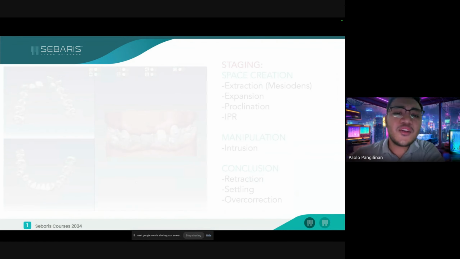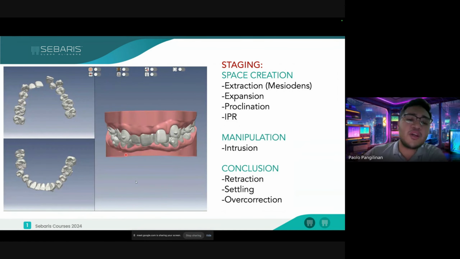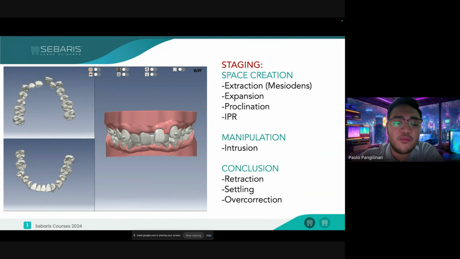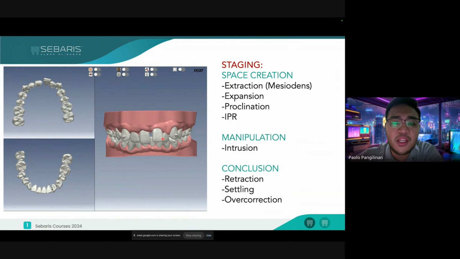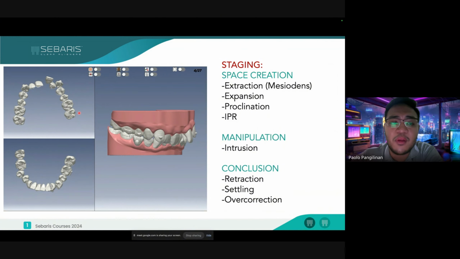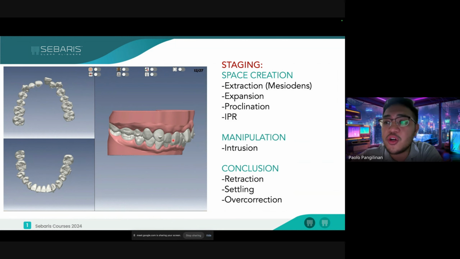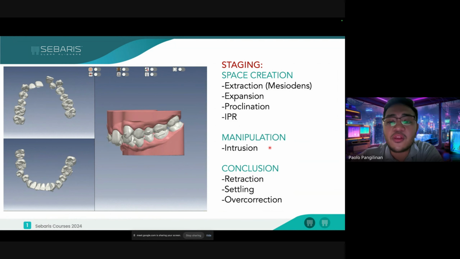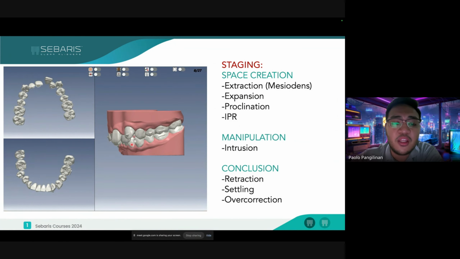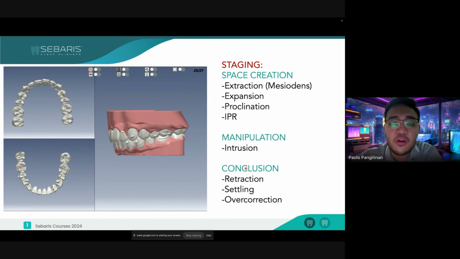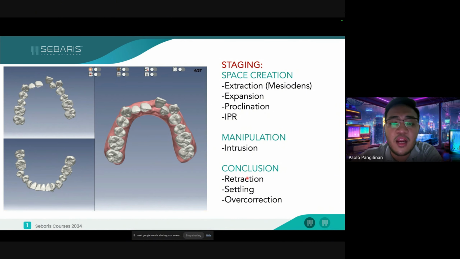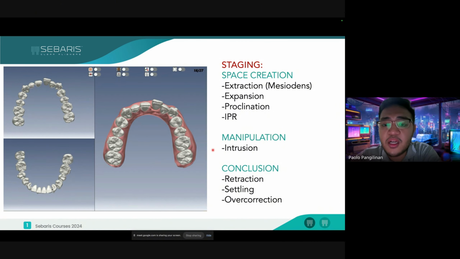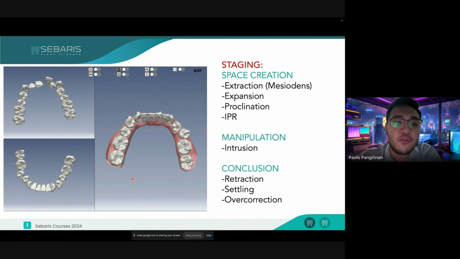Now, as you can see here, here's the animation of the simulation, what it does and how it's broken down. Space creation is done first so that we can fix the crowding. And what happens here is we're performing a little bit of expansion, a little bit of proclination, and then a little bit of IPR on the posterior and on the lower. Now, in terms of manipulation proper, we're actually intruding on the anterior. And on the conclusion, we're performing a little bit of retraction, settling, and some form of overcorrection.